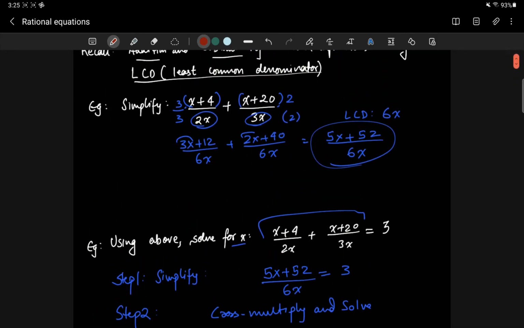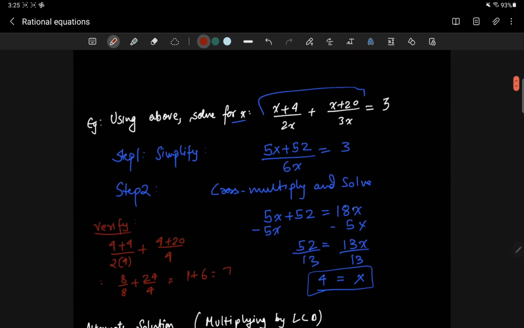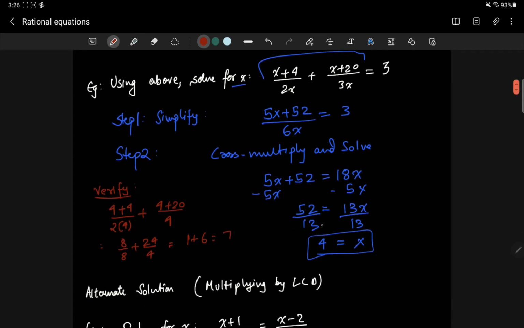Let me check. 3x plus 12, 2x plus 40, 2 plus 3, 5x, 40 plus 12, 52. And it is the same problem. It equals 3, gives me 18x. Subtract 5x, 18 minus 5 is 13. 13x equals 52. Divide by 13. 13 goes into 52 4 times, giving me x is 4.